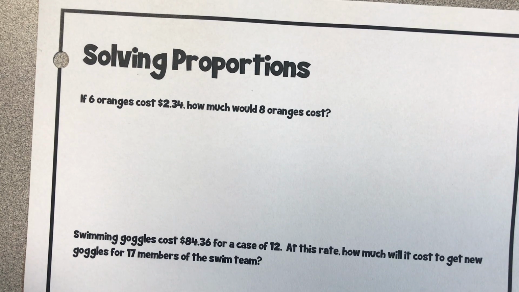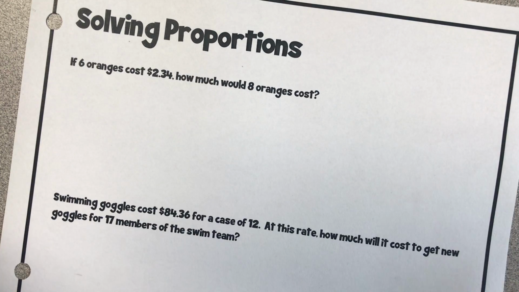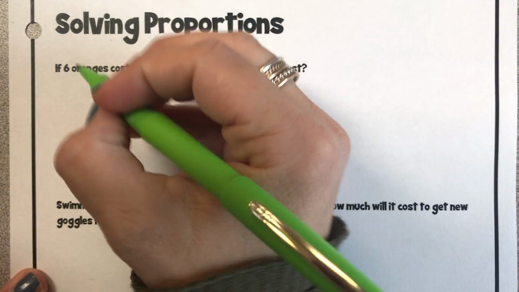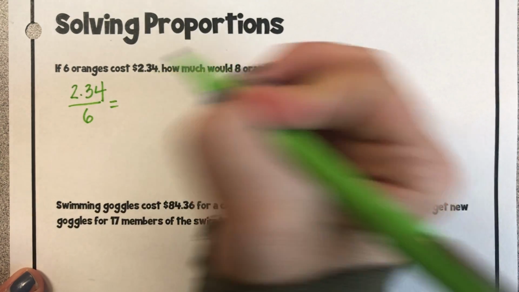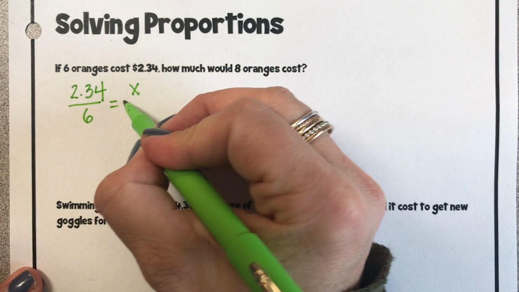Okay, so today we're going to talk about using proportions to solve word problems. So let's just dive right in. The first one says, if 6 oranges cost $2.34, how much would 8 oranges cost?